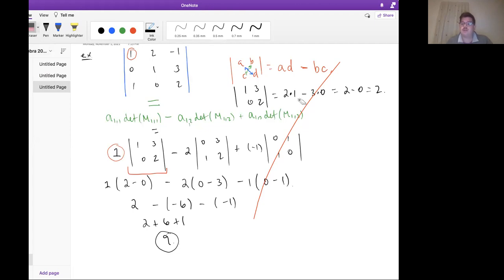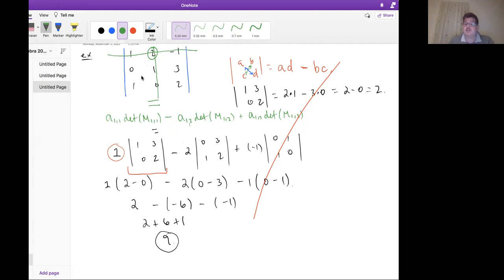How do the M's work? Sure, yeah. So M12 is probably the harder one to see. We define these M's like this: you look at A12, and then you delete that row and that column. So they just disappear.